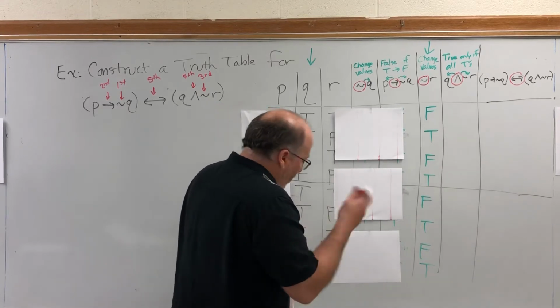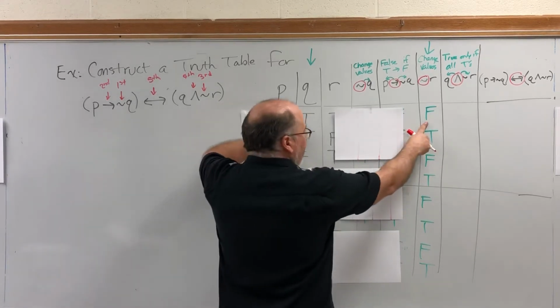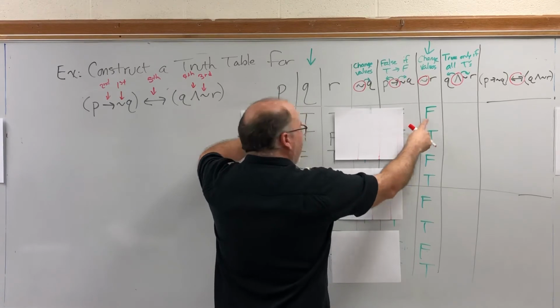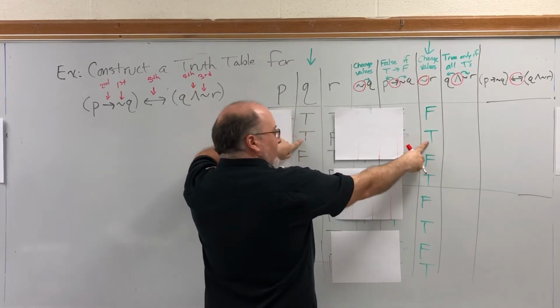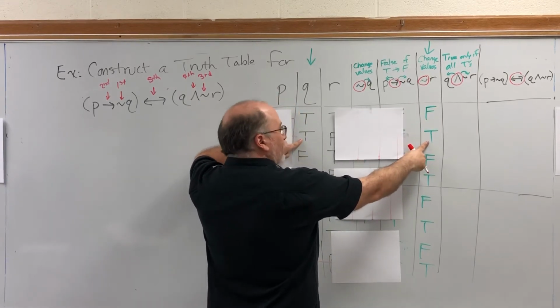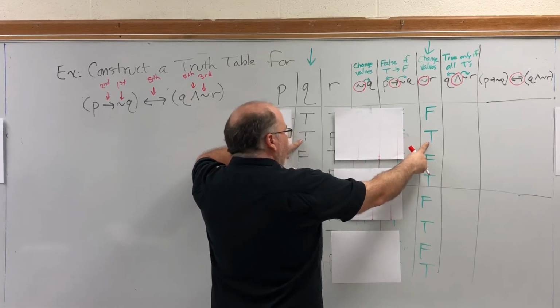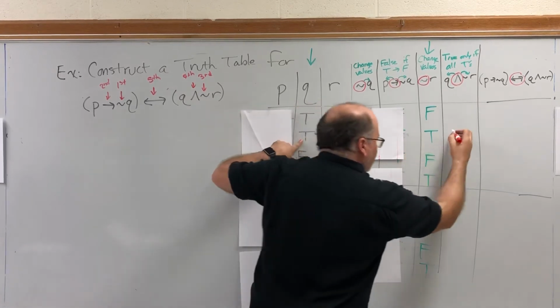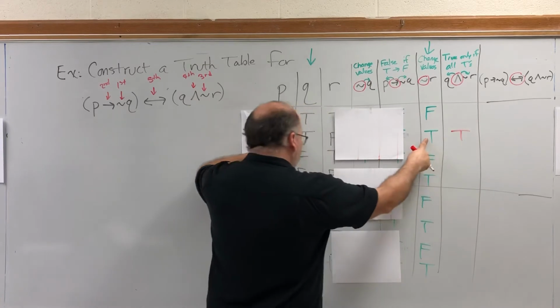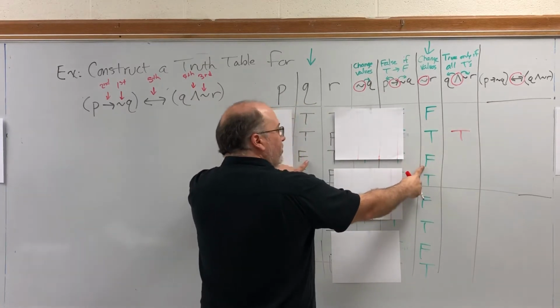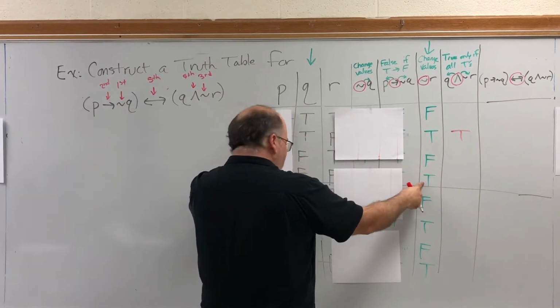So let's start with row 1. Is this all T's? No, rule doesn't apply. Is this all T's? In the second row, yes, the rule applies. True only if all T's. These are all T's. This row is true. Are these all true? No. Next row, are these all true?